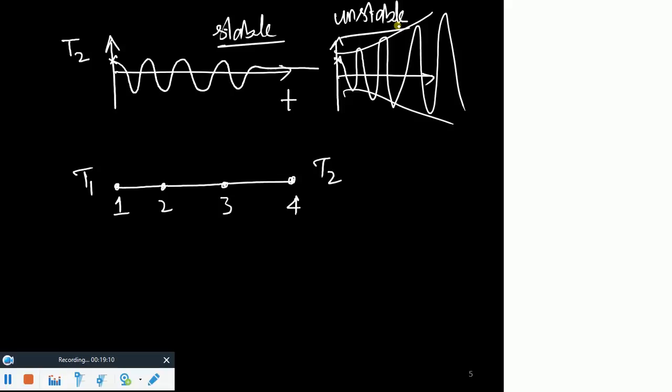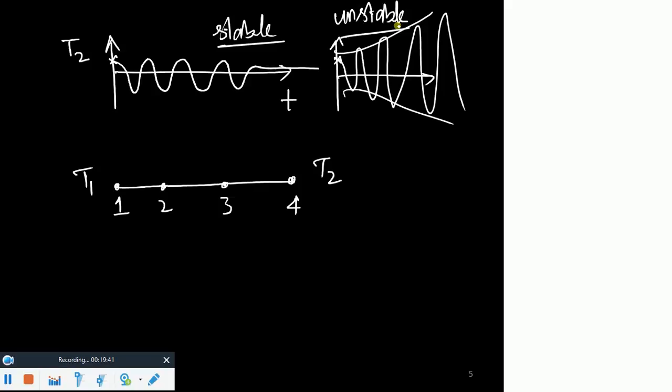Just hold on, one by one. Okay, repeat your question. Okay. You are talking about T2? It just needs to be settled down. It needs to be settled down after, let's say, some time. It needs to be settled down at a value.